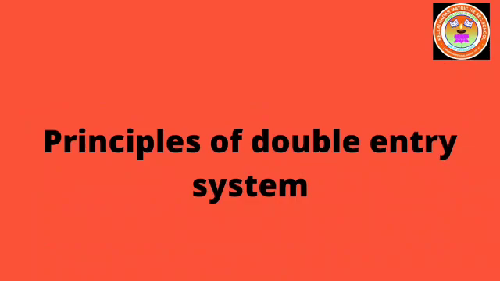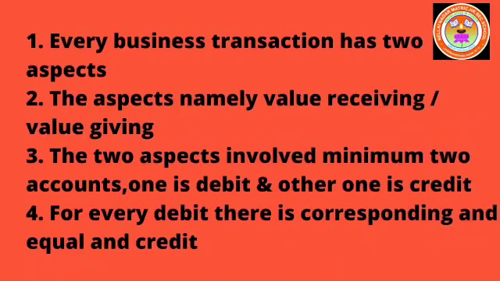Principles of double entry system. Every business transaction has two aspects. The two aspects involved are the benefit or value receiving aspect and the value giving aspect. The two aspects involve a minimum of two accounts. One is debit and another one is credit. For every debit, there is an equivalent and corresponding credit. If one account is debited, the other account must be credited.